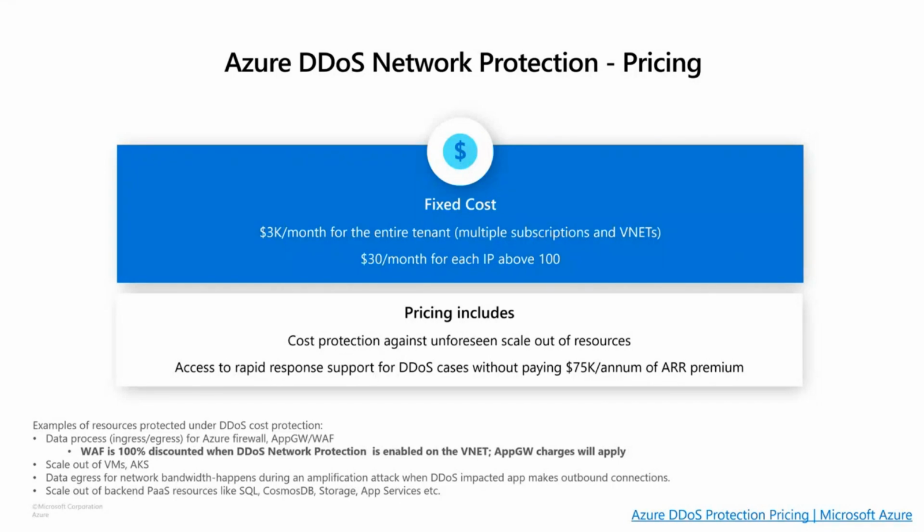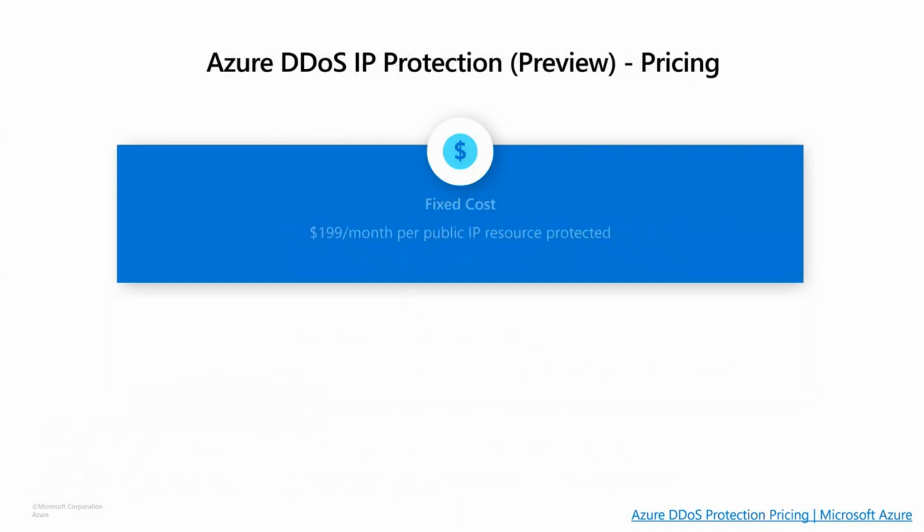The rapid response support is available without you having that premium support plan. So that is $75K per year. And then WAF is discounted. So these are the benefits that are built into it. Of course, it still depends on the size of the environment.